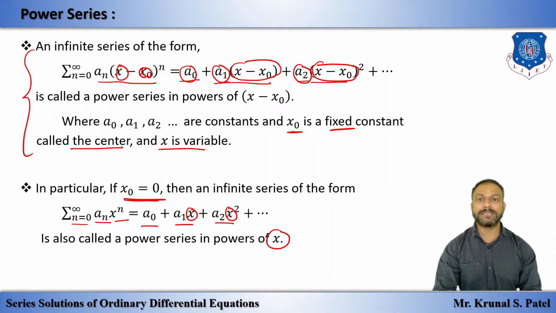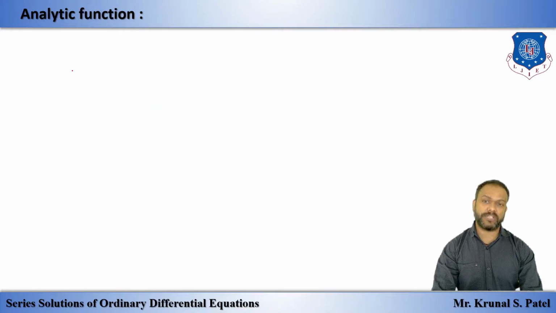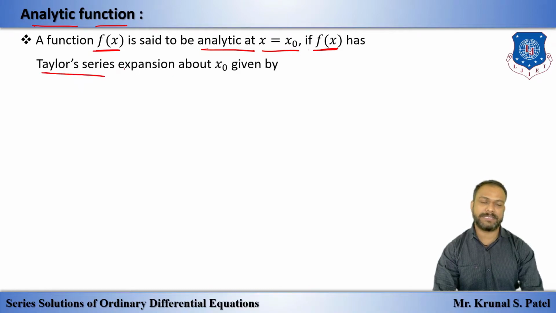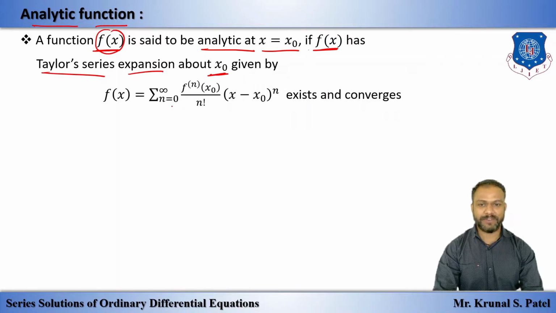Now we will understand what an analytic function is. A function f of x is said to be analytic at the point x equal to x0 if f of x has a Taylor series expansion about x0. We already studied this in semester 1. The Taylor series expansion of f of x at the point x0, that is in powers of x minus x0, is given by this. If you put n equal to 0, 1, 2, 3, and so on, you will get that Taylor series.